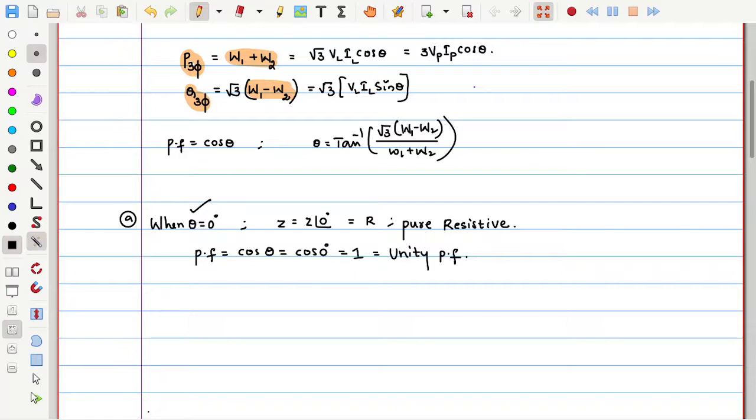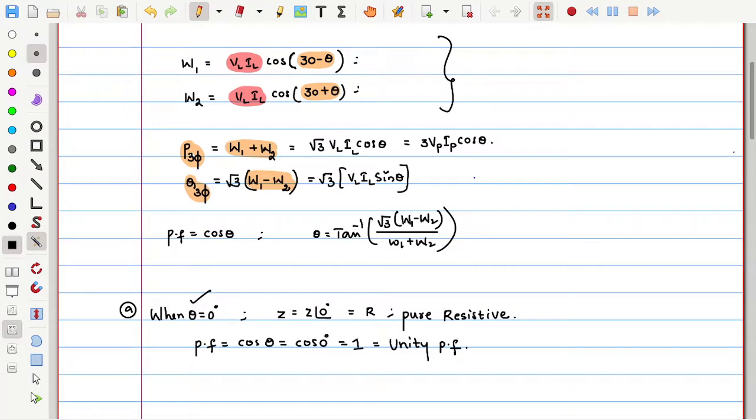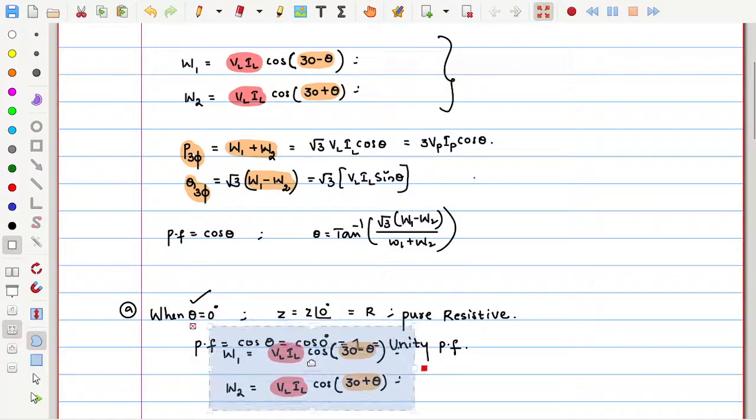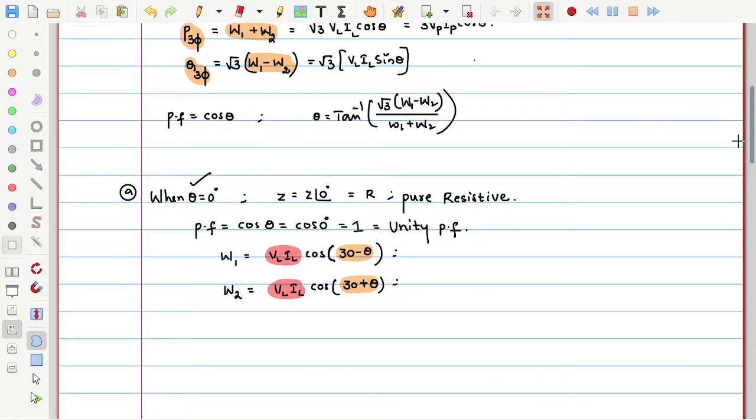Now in this situation, let us have an eye on these wattmeter readings, because that is our major focus. At this condition, what will be W1 and W2? If theta is equal to 0, observe carefully. This will be VL IL cos 30. The other also will be VL IL cos 30. So the takeaway point here is that both wattmeters have the same value. Both readings are equal in magnitude, equal to VL IL cos 30. That means under this condition, the wattmeters will give equal readings.